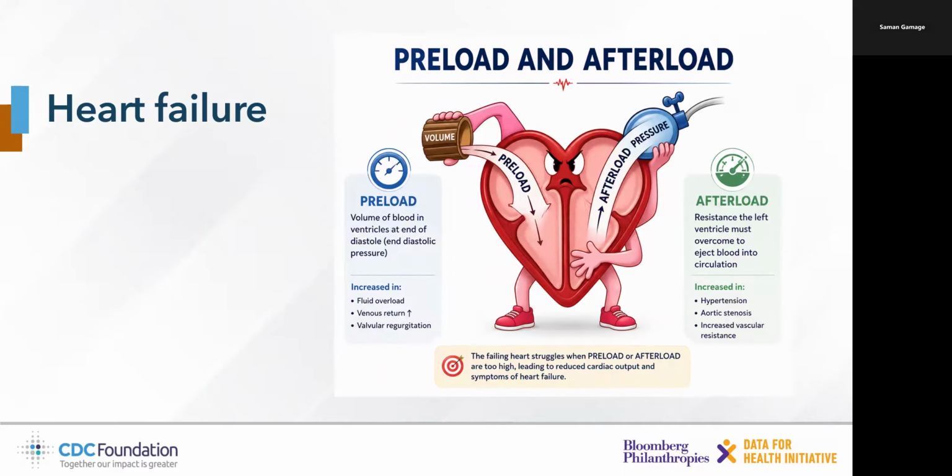And if I explain heart failure technically, there are two terms we talk about: preload and afterload. Preload means volume of blood in ventricles at the end of diastole, in diastolic pressure, and preload is increased in fluid overload when there is increased venous return or when there is valvular regurgitation.